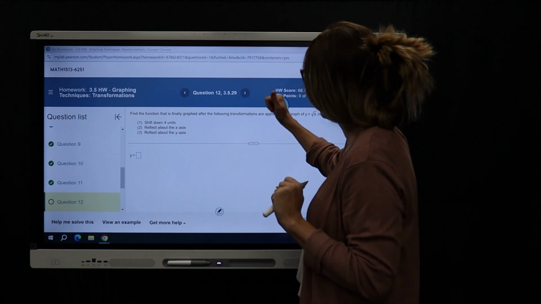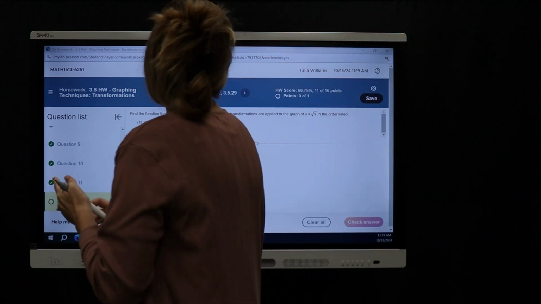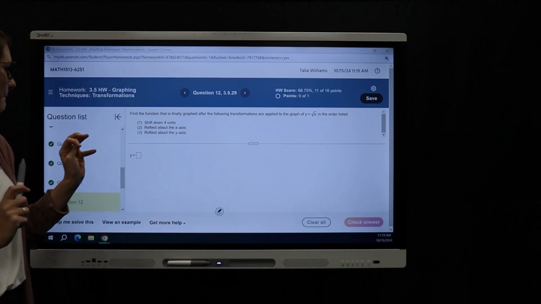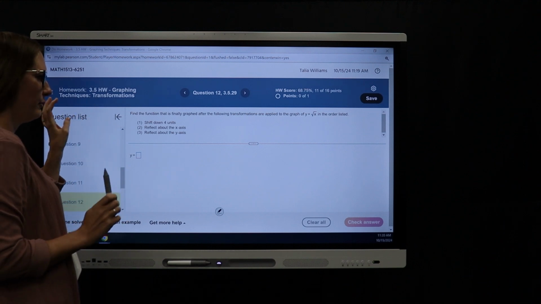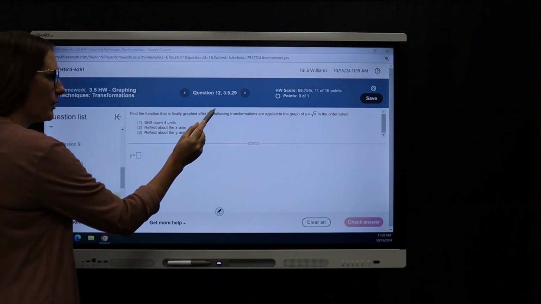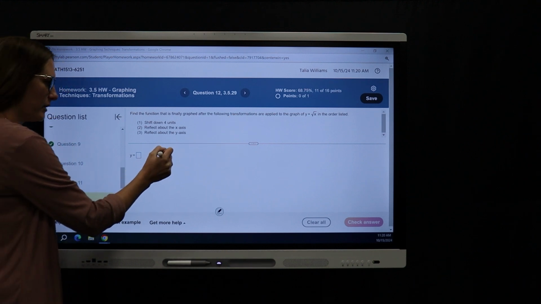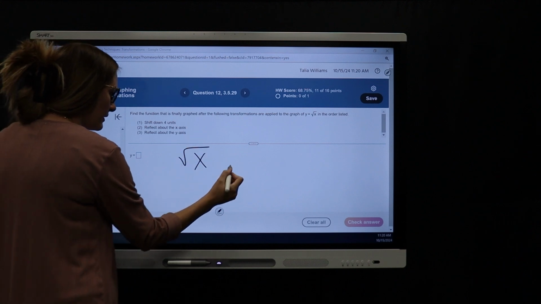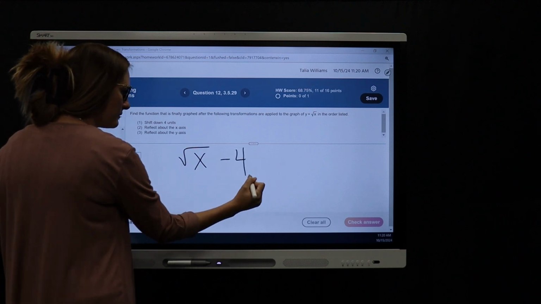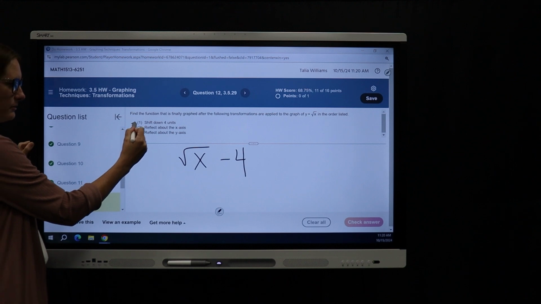On these, you have to be really sure to pay attention to the order in which they do these, because this reflection is going to do different things in different spaces. Like if we reflected first, it would change the order of the graph. So first we have our square root of x. Then they say down 4 units, so that's going to be down 4 units. This is our first one.